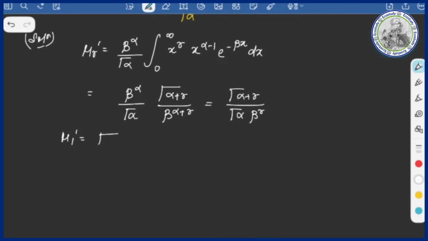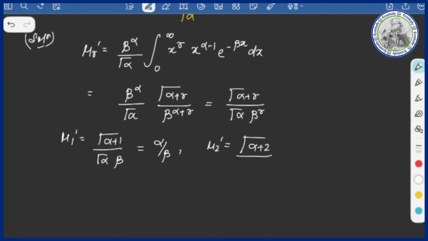Now just put the value of r. First of all, calculate the first moment. Or if you don't want to calculate like this, you can directly calculate the first moment, then calculate the second moment. But the easy way of doing this is this part, because here you only have to integrate once, and for the other moments you just have to put the value of r here. So you will get alpha by beta. Then you calculate mu2, which will be alpha into alpha plus 1 upon beta square.